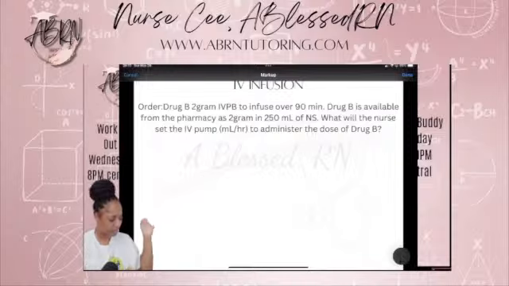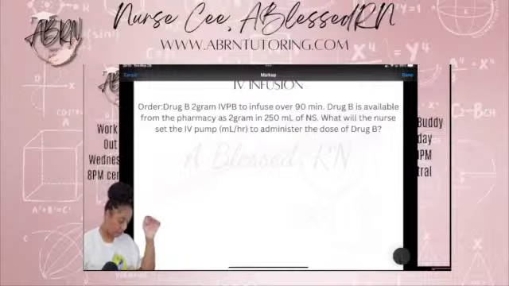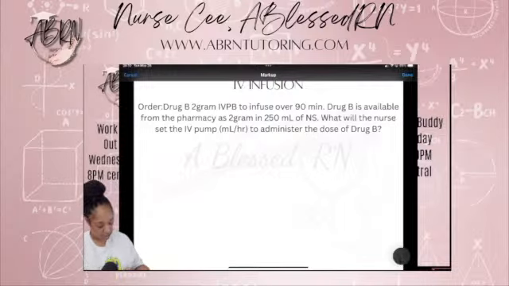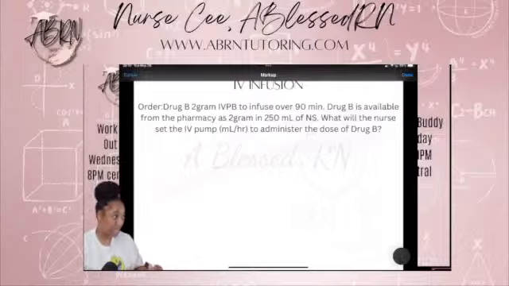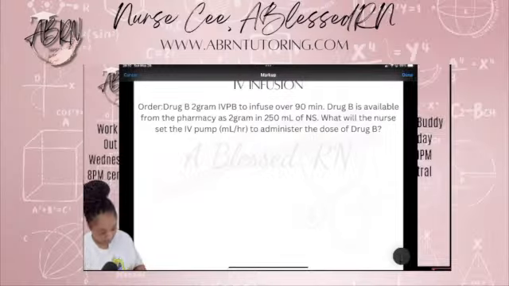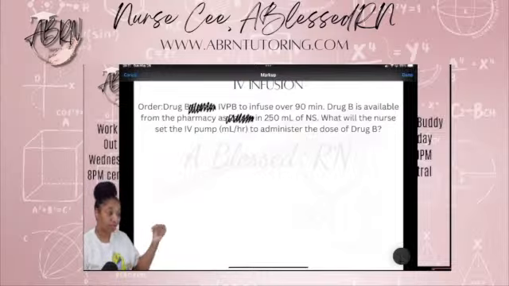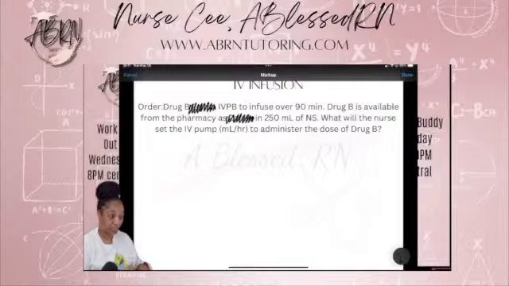What will the nurse set the IV pump milliliter per hour to administer the dose of drug B? All right. So is this asking for a gram? Is this asking for a milligram? Is this asking for a microgram? No, it is not. So therefore, fluff. Because you got your 2 grams that's in your 250 mLs, right?